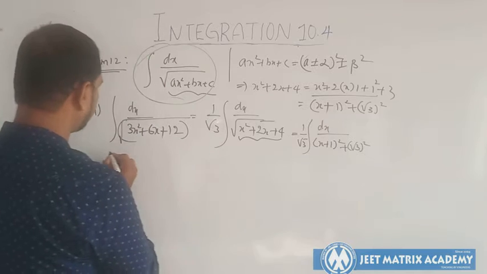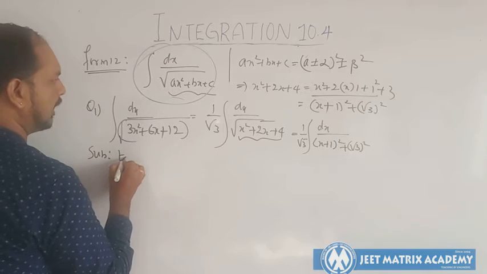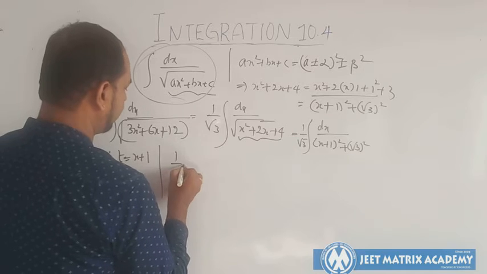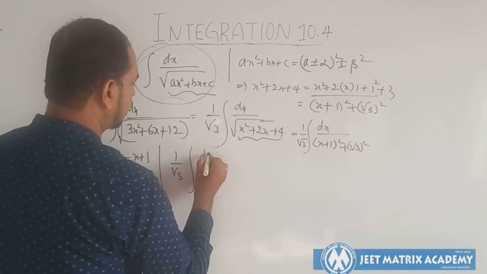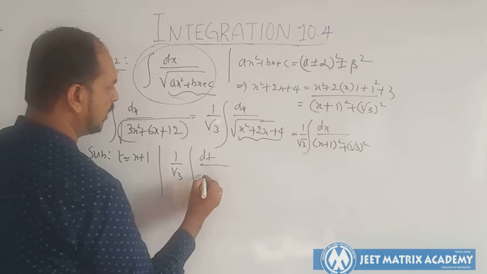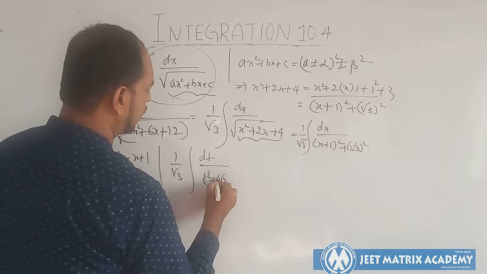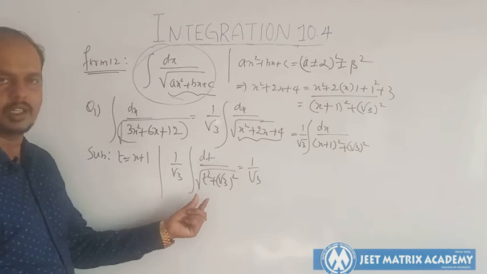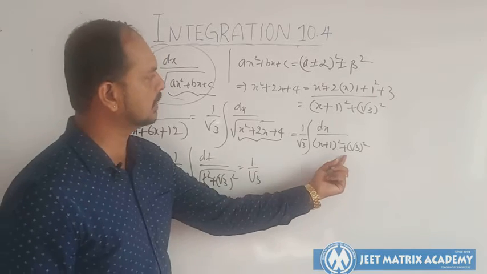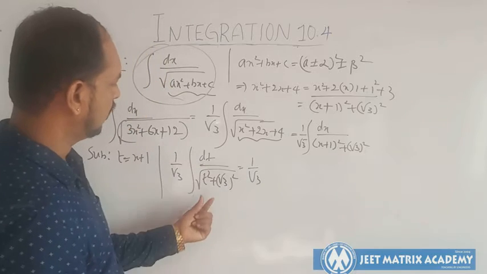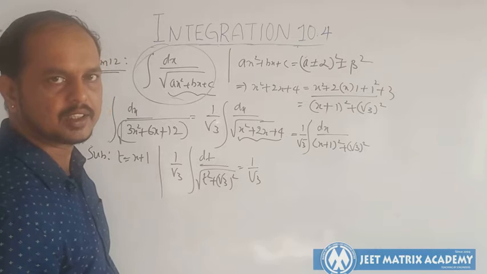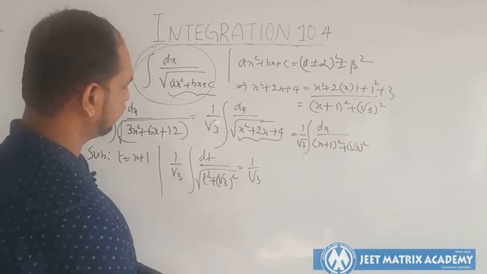Substitute t as x plus 1. So my integration becomes 1 by root 3 integration of dt divided by t square plus root 3 whole square, 1 by root 3 under root. So this is plus. So it looks like a square plus x square.